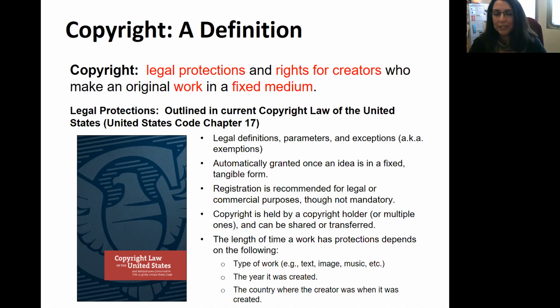Another influence is the year it was created. This picture of my puppy was created, I think, in 2009. So I'd have to take a look at how long this picture would have copyright protection since I took it in 2009. And then also the country where the creator was when it was created has a bearing on copyright.